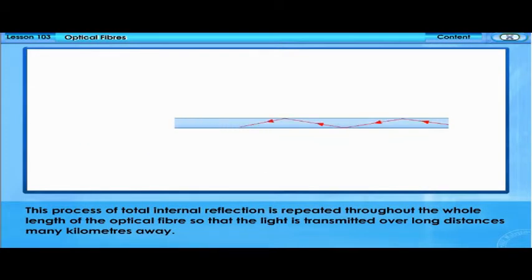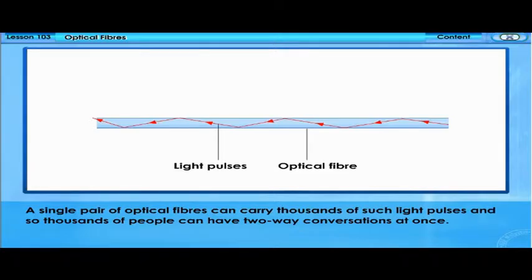This process of total internal reflection is repeated throughout the whole length of the optical fiber, so that the light is transmitted over long distances many kilometers away. A single pair of optical fiber can carry thousands of such light pulses, and so thousands of people can have two-way conversations at once.